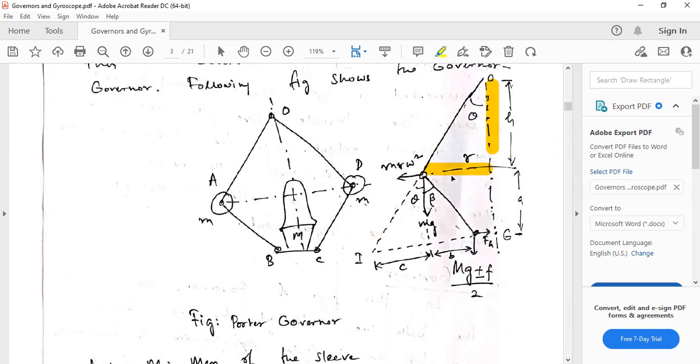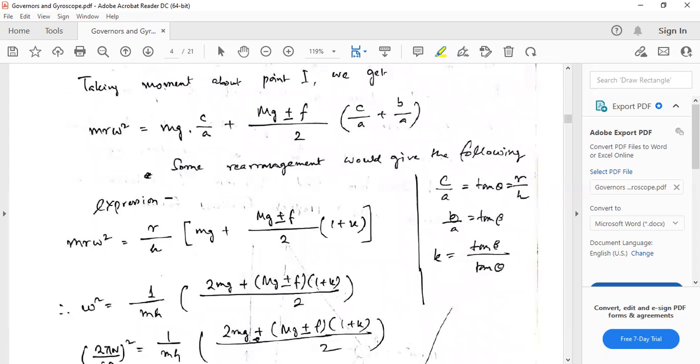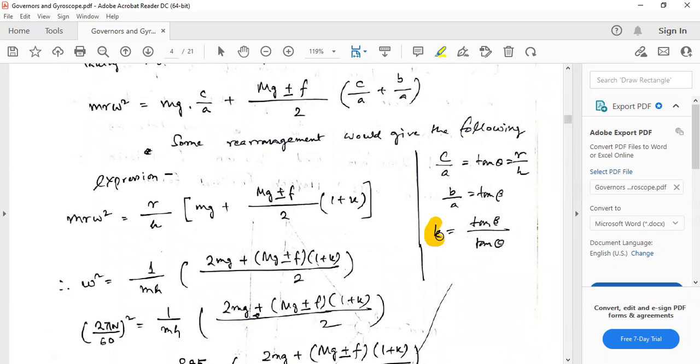And again tan beta, which one is beta here, we have to find it out. So this angle will be beta. So here you can see b by a is tan beta. So we write one more term, k, that is tan beta by tan theta, because we will divide the whole thing by tan theta, that is, by c by a. So c by a gets cancelled out.